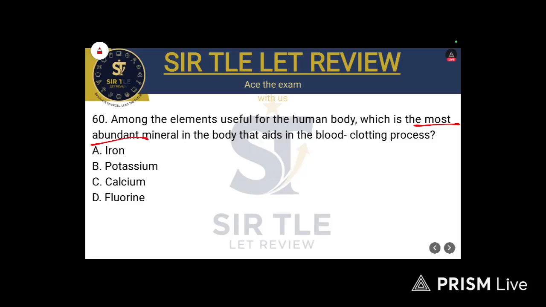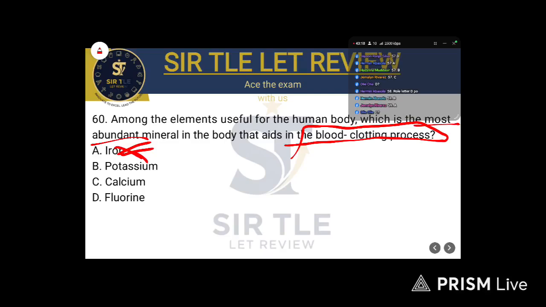60. Among the elements useful for the human body, which is the most abundant mineral in the body that aids in the blood clotting process? Baka sumagot kayo ng iron. Raw iron. Hindi letter A yung ating sagot. Okay? Hindi letter A yung ating sagot sa number 60. What is your answer between letter B, C, and D?